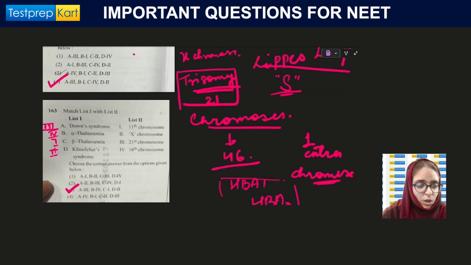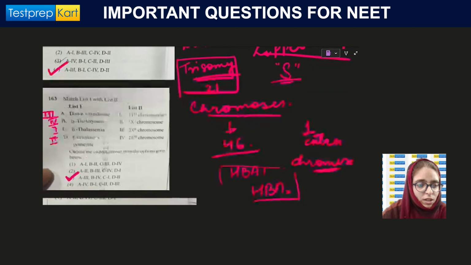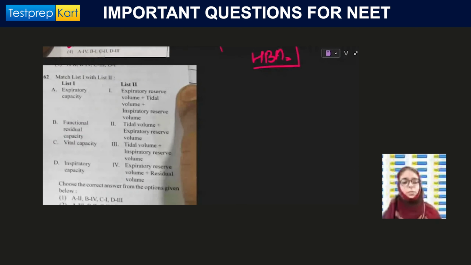Now we have the next question. This is also a match, from the chapter on the respiration process, where we have list 1 and list 2. In list 1, we have expiratory capacity. Functional residual capacity is option B. Option C is the vital capacity. The fourth one is the inspiratory capacity. Now we have to say what are these capacities and what are their formulas.